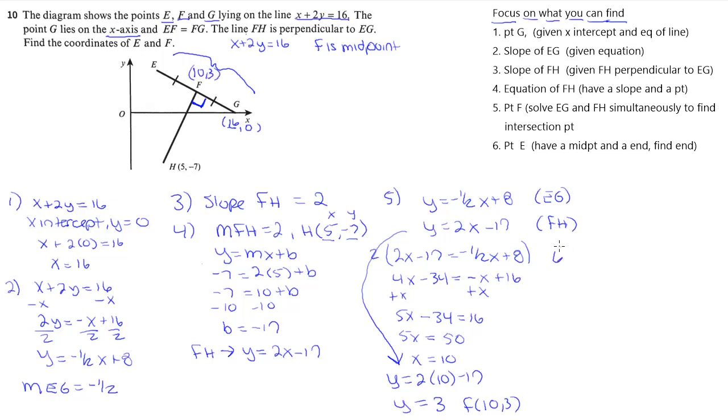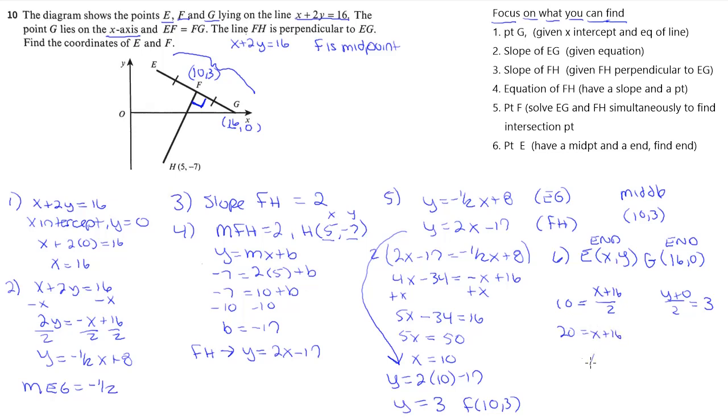All right, that's the first thing that I actually solved that they asked for, and that's a midpoint. And so I've got a midpoint and one end. If I've got an end and a middle, then all I'm going to do is use the midpoint formula. In this case, it'll be x plus 16 over 2 equal 10 and y plus 0 over 2 equal 3. And I'm going to find out that my end is going to be 4, 6, and my end is E.